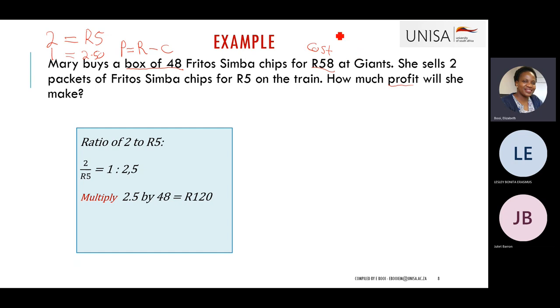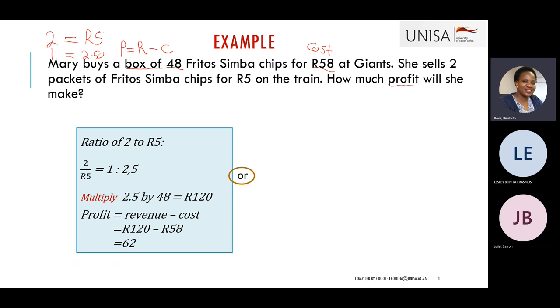We need to take away the cost. That is how much she bought this packet of Zimba for. She bought it for 58 rand. So we're going to minus from 120, which is our revenue, which is our sale, the cost of 58 rand. So 120 minus 58 gives us 62 rand. So she makes a profit of 62 rand, and she can go and buy 2 more boxes now with the amount of money that she has made. She can now afford to go buy 2, which will create more and more. And that's business.